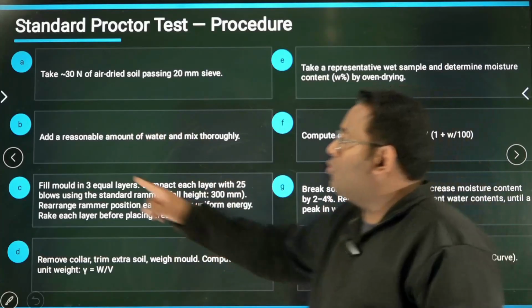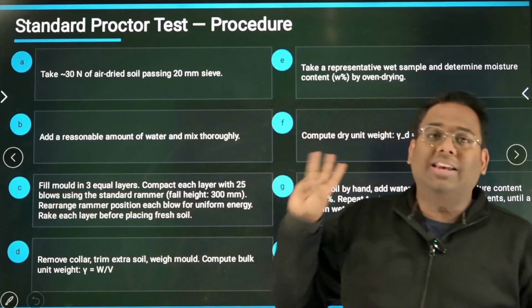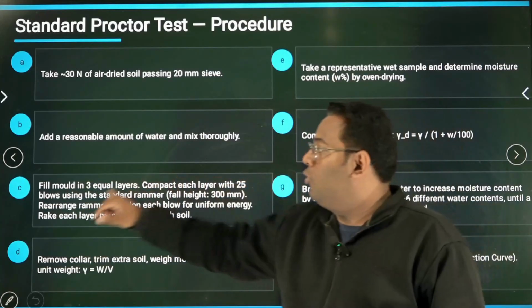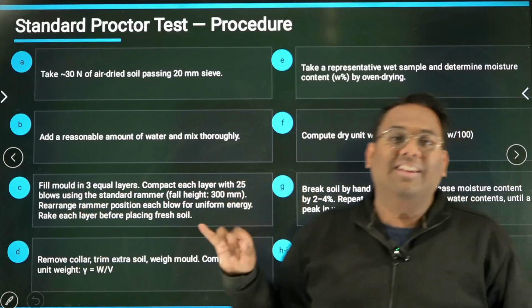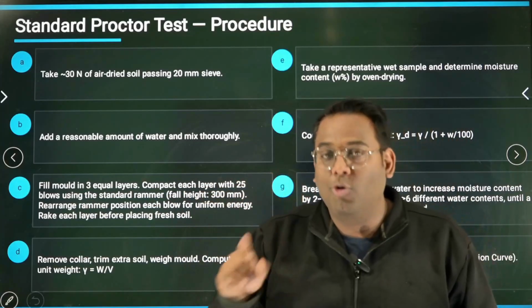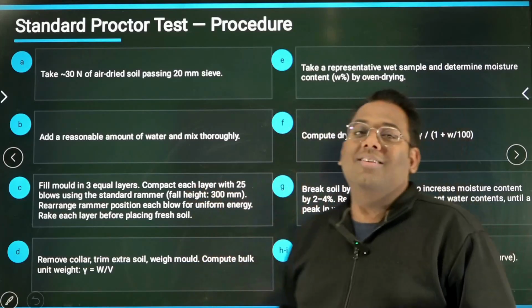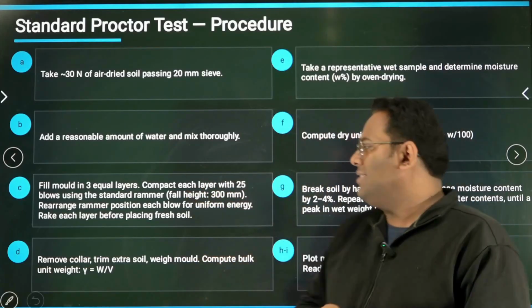After that, you are going to fill your mold in 3 equal layers and impart a total of 25 blows on each of these layers. Hence the total number of blows will be equal to 75, and the height of free fall is 300 mm that we have already seen here.